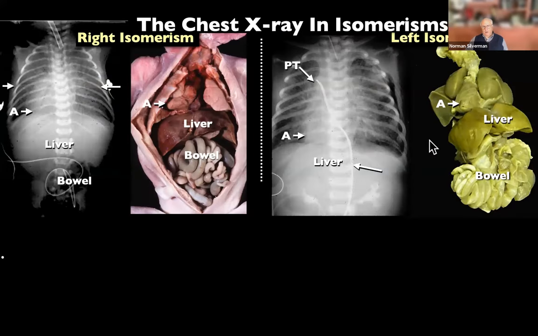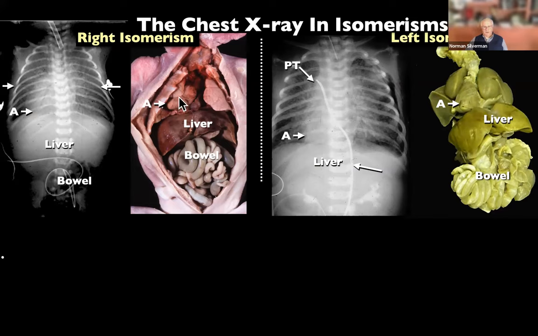Now, when we go to clinical and pathological structures, you'll see in both of these examples of isomerism, both right and left, that the heart can be on the inappropriate side. The stomach and liver anatomy is distorted in both of these. There are bilateral right lungs. I'll try and show this a little better. That may not come out on the quality of the x-ray, may not transmit on Zoom.